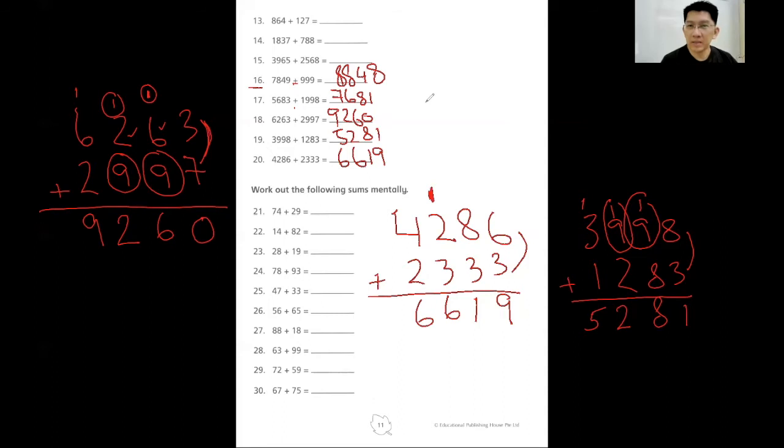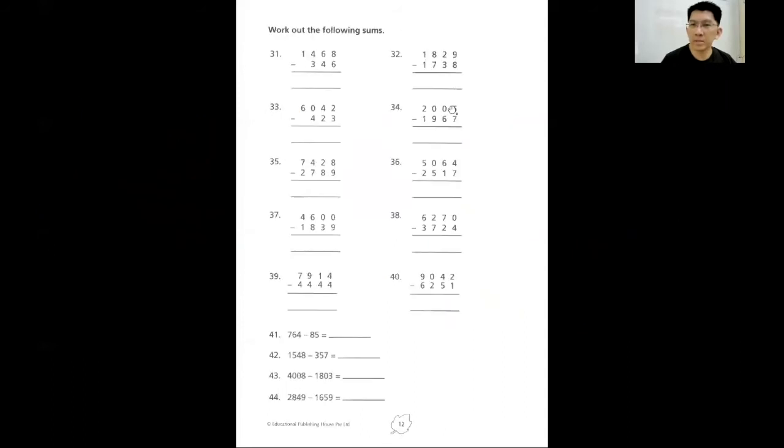All right, so that is question number 20. Now we are going to skip question 21 all the way to number 30, because I want to move on to subtraction, which is number 31. So today we will stop at number 40.